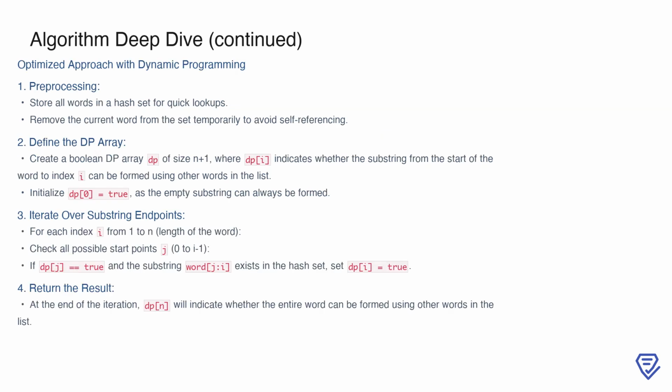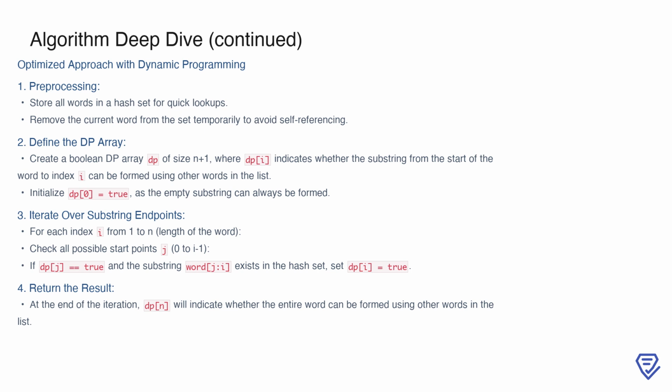Let's now look at the optimized approach using dynamic programming. First, we pre-process the data by storing all words in a hash set for fast lookups and temporarily removing the current word to prevent self-referencing. Next, we define a dynamic programming array, dp, where each entry dp[i] indicates whether the substring from the beginning of the word to index i can be formed using other words in the list. We initialize dp[0] to true, as the empty substring can always be formed.